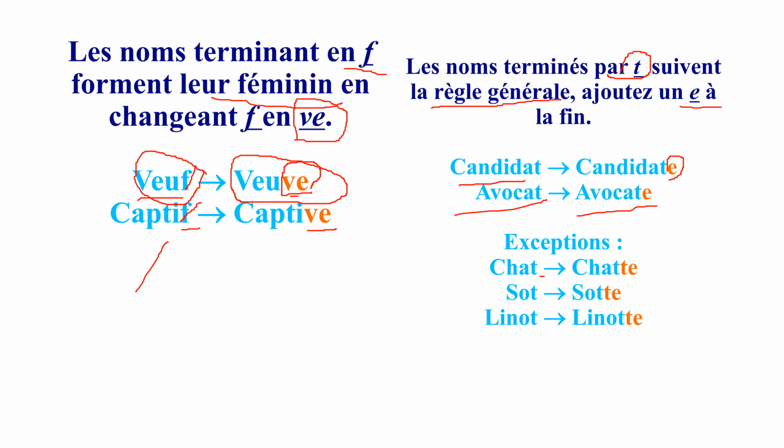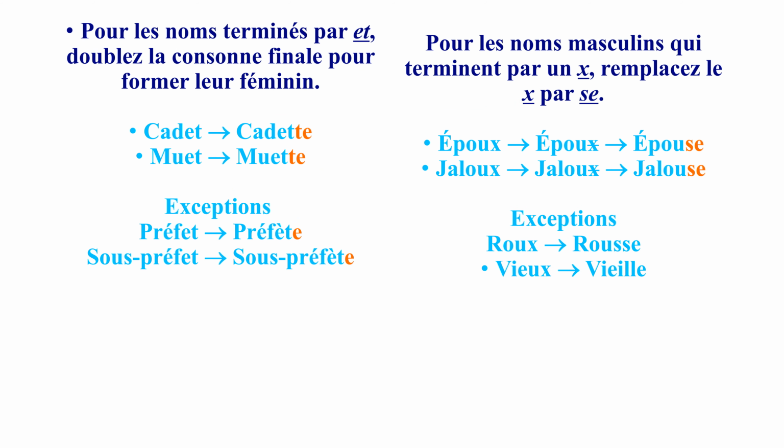Exception to the rules, chat: you double the consonant and you add an E. So, the same thing. Lapin, the same thing. You have your lapine. Names ending in ET, you double the consonant to have your feminine. Okay? So, cadet becomes cadette. You double your consonant and you add your E. Muet, mute: you double your consonant and you add your E.